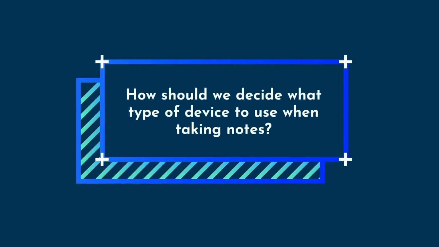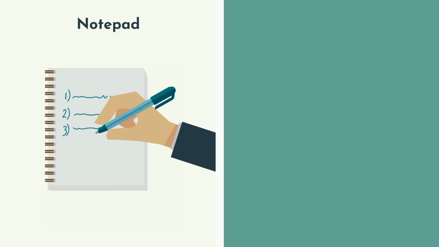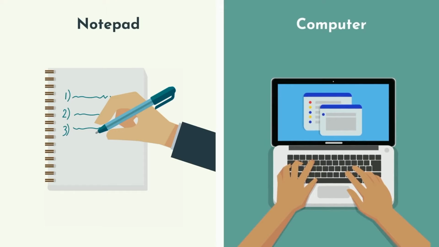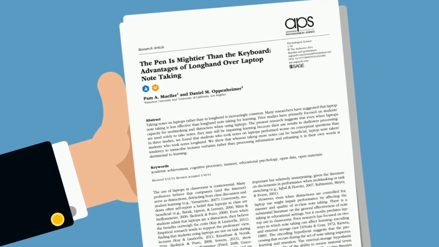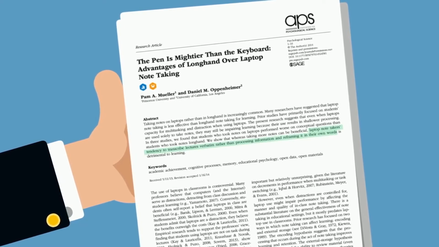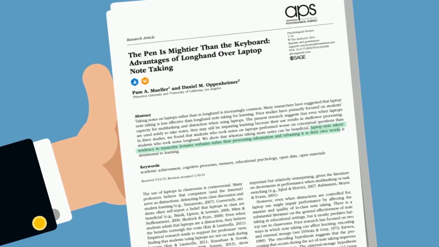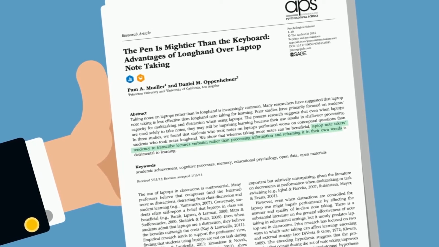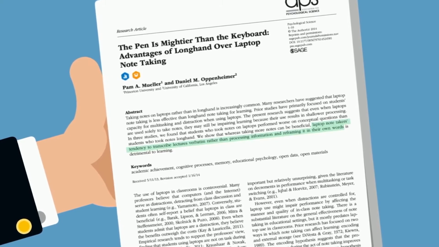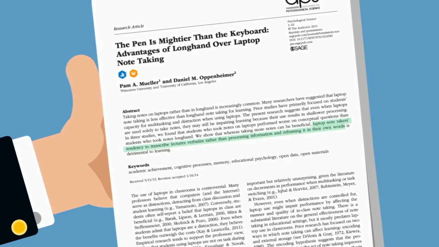With that in mind, how should we decide what type of device to use when taking notes? Write on a notepad and you lose much of the convenience of storing files digitally, or having them searchable, or being able to quickly insert images. Type on a computer and you cannot easily draw, or you may be prone to distractions like social media or instant messaging. Additionally, Mueller and Oppenheimer in 2014 demonstrated that typing notes on a laptop is more likely to result in transcribing lectures verbatim rather than deeper information processing and reframing into one's own words. In short, less of it actually sticks.